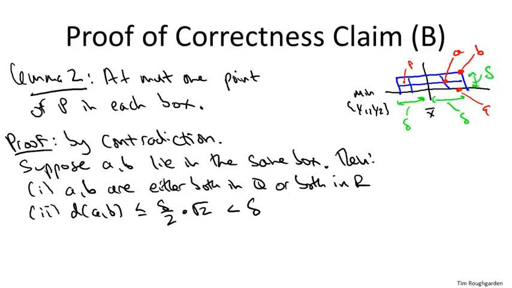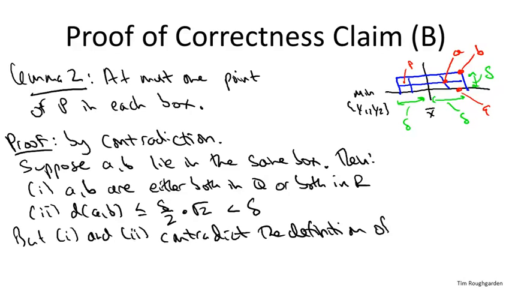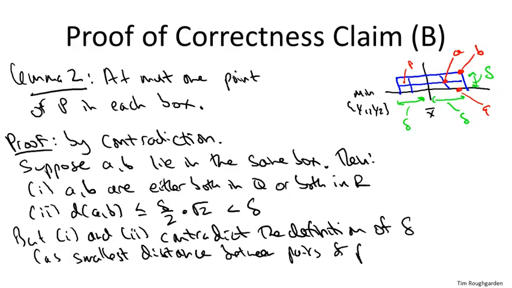Okay? But now, here's where we use, finally, the definition of delta. Consequences 1 and 2 in tandem contradict how we define delta. Remember what delta is? It's as close as a pair of points can get if they both lie on the left side of the point set or if they both lie on the right side of the point set. That is how we defined it. As small as a pair of points on a common half can get to each other. But what have we just done? We've exhibited a pair A and B that lie on the same half of the point set and are strictly closer than delta. So that contradicts the definition of delta. So that completes the proof of lemma 2.